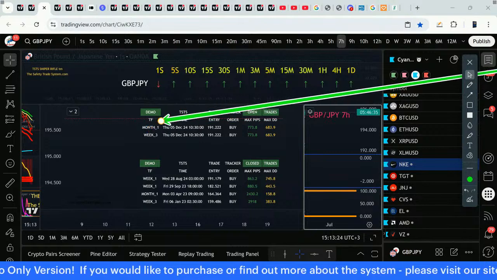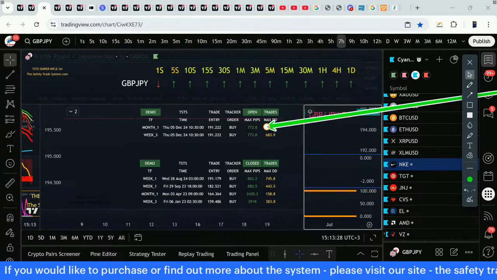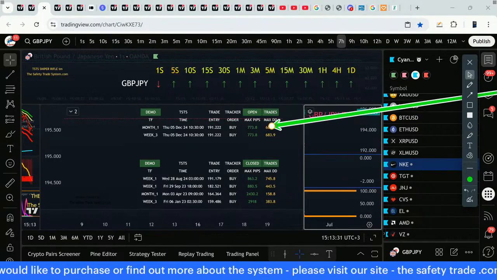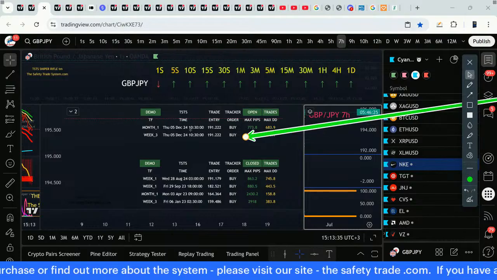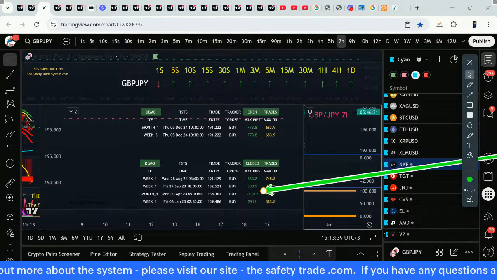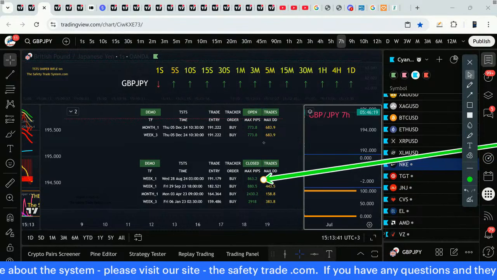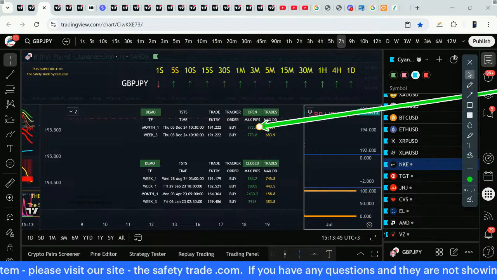There it is. The 1 month, the 3 week buy stop, 770. Got it. Buy in profit. And there's still open demo trades. These are closed demo trades. These were all winners. Current ones are all winners. So let's be clear on that.